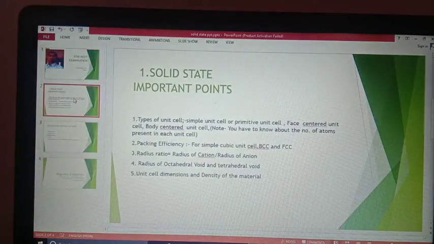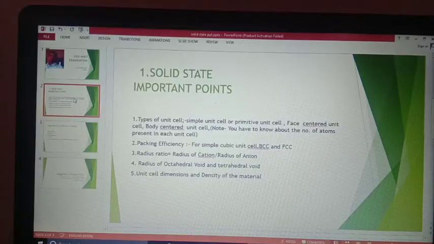First thing, I think you know the different types of unit cell, that is simple unit cell, primitive unit cell, face centered unit cell and body centered unit cell. Here you only need to know the number of atoms for the primitive unit cell, for the face centered unit cell, and for the body centered unit cell, meaning the Z value for all three types of unit cell.